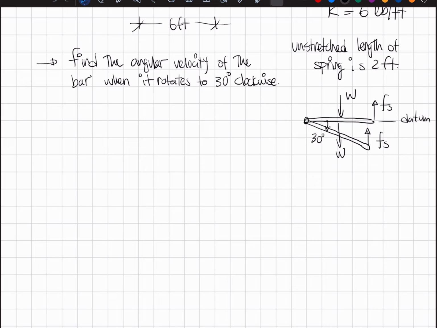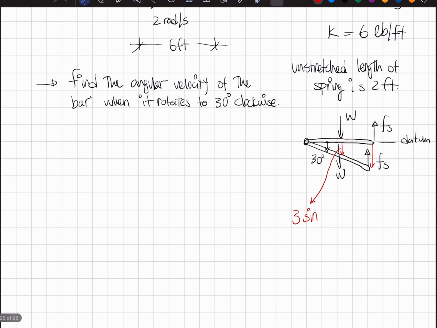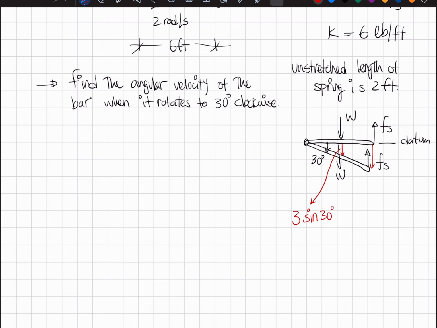What also helps us here is to look at a couple of geometric information. One of them is this vertical clearance here, and one of them is this vertical clearance here. The smaller of the two can be described as 3, which is half of the length of the bar, so that's 3 feet, sine, what was the angle? It was 30 degrees. Sine 30 is 0.5, so this gives us 1.5 feet of vertical clearance at the centroid.